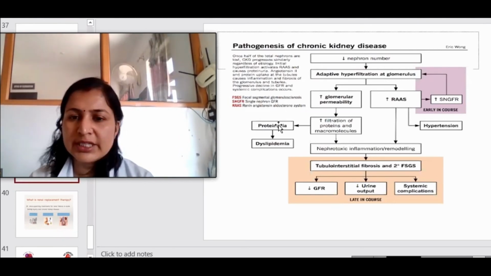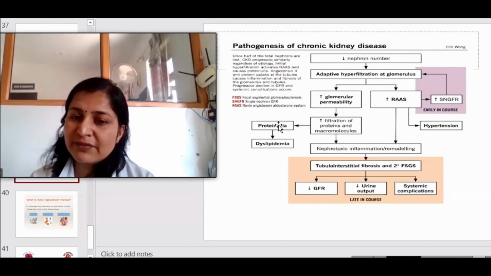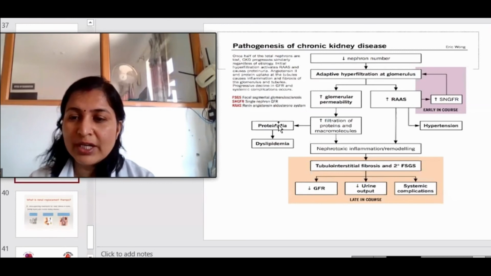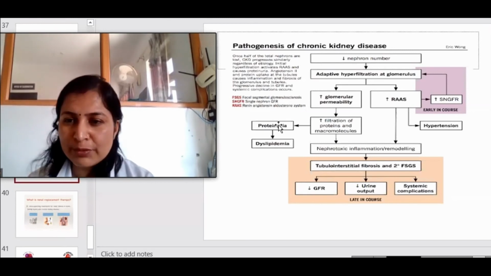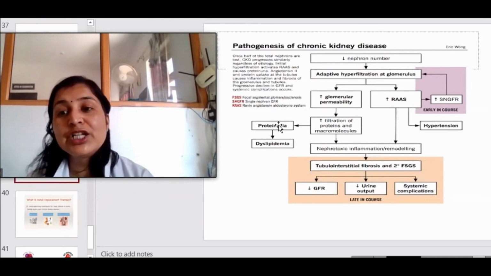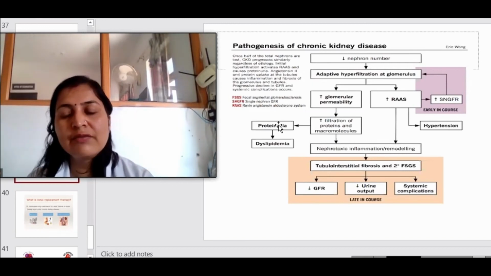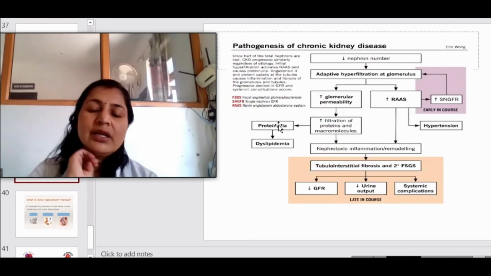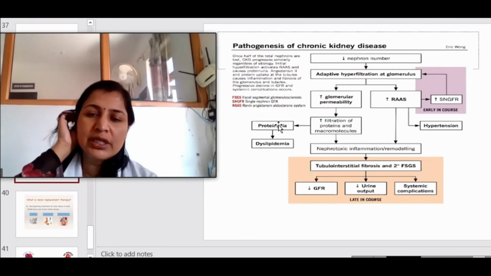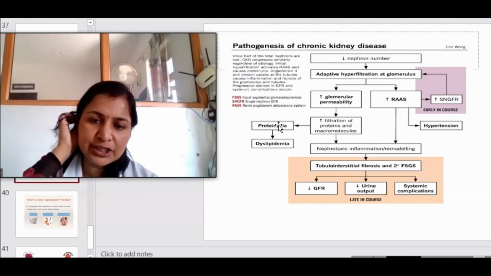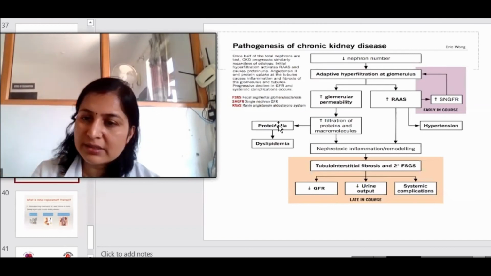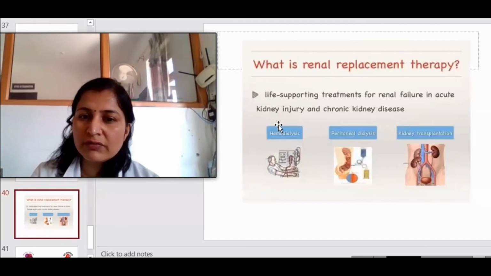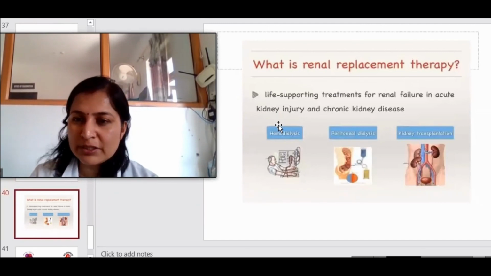All these things will ultimately lead to decreased GFR, decreased urinary output, and azotemia. Oliguria and urea will cause azotemia. And what will azotemia cause? Uremia. When azotemia manifests with signs and symptoms, there will be uremia, with systemic uremic complications. Ultimately, in end stage renal disease, no drug works, no treatment works. So what we need is renal replacement.